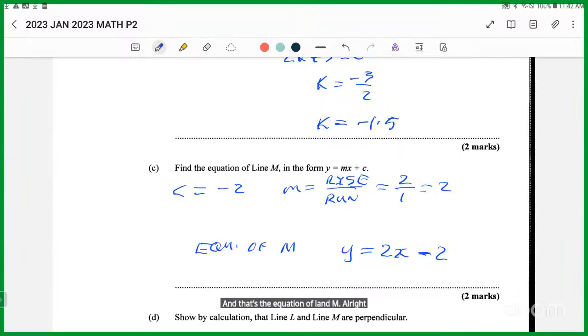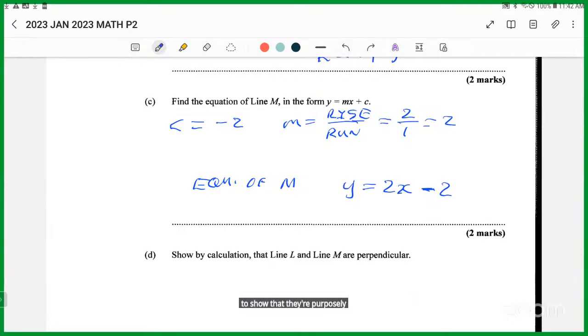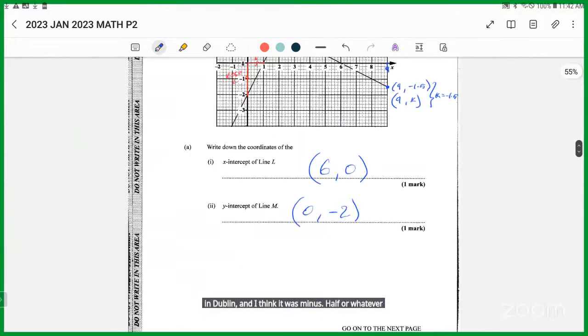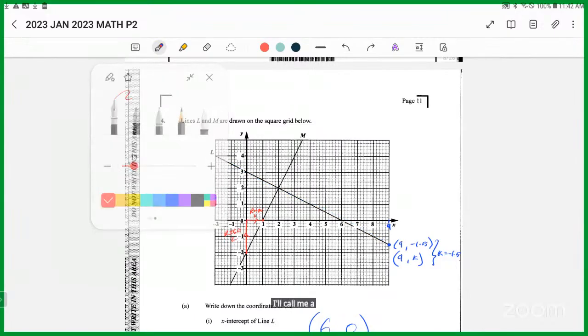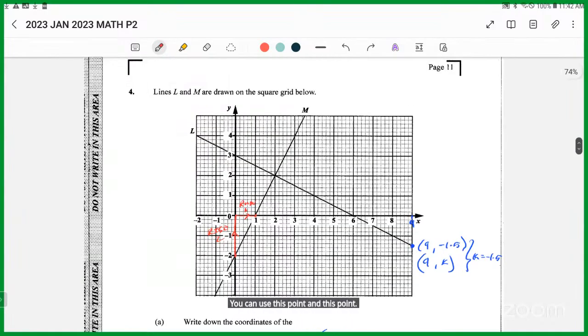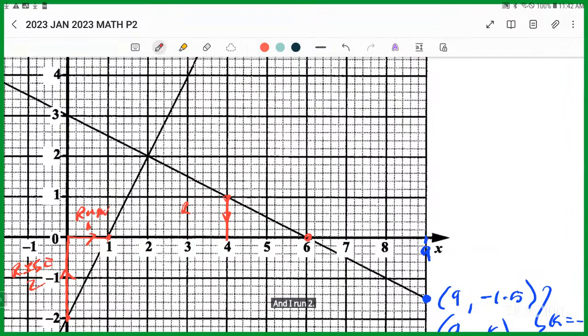Alright, next part says, show by calculation that line M and line L are perpendicular. Same thing. To show that they are perpendicular, we show that the product of gradients is minus 1. So when I record the gradient of line L, I think it was minus half a while ago, right? I'm going to put it on this graph so the examiner knows how we get it. So again, I'll find 2 points. You can use this point and this point. And it's a rise negative 1, and I run 2. So gradient of line L is rise negative 1 over run 2.